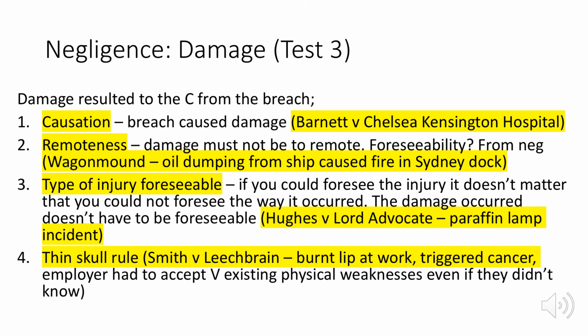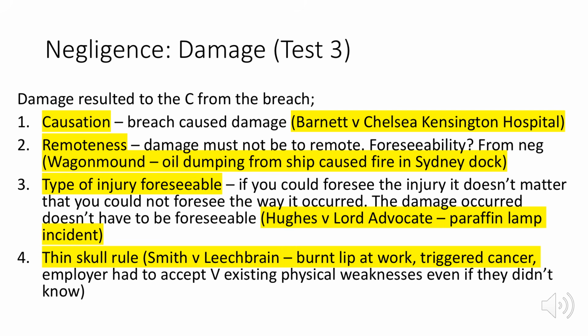Some of the mini tests within damage are as follows. Firstly, you've got causation. The breach caused the damage. You can use Barnett v Chelsea and Kensington Hospital for the case there. Secondly, you've got remoteness. The damage must not be too remote. There has to be an element of foreseeability. The Wagon Mound is the most popular case to use there.